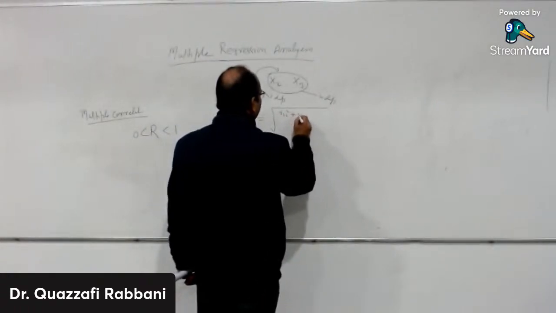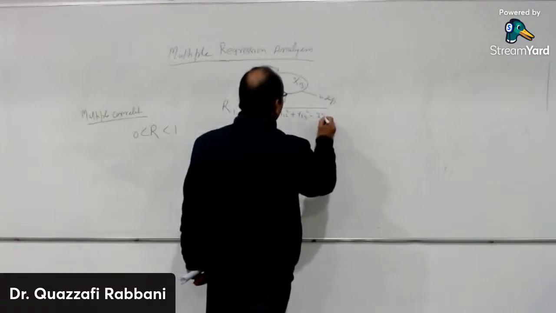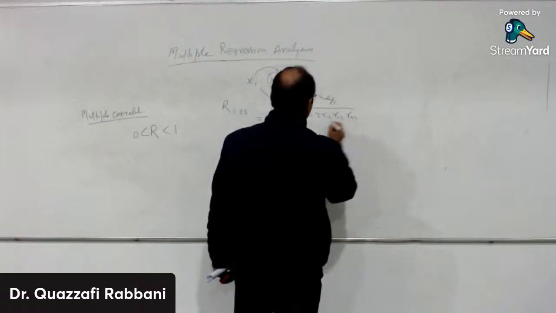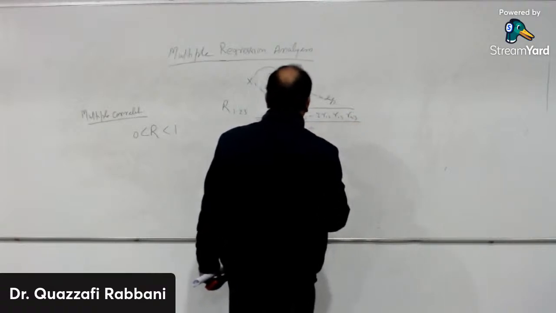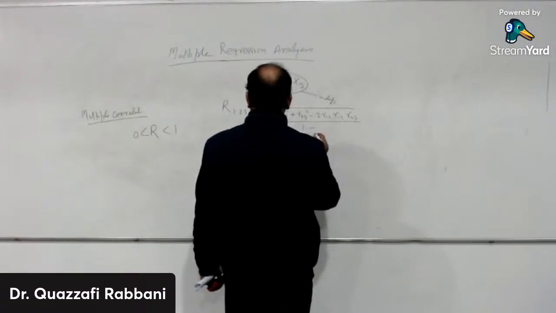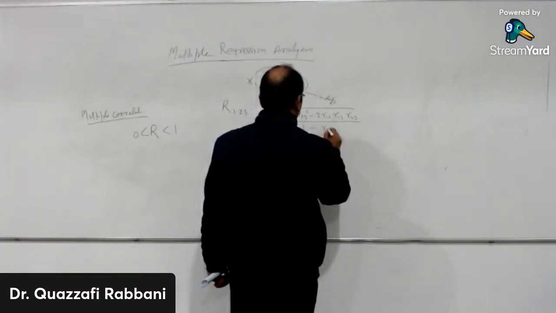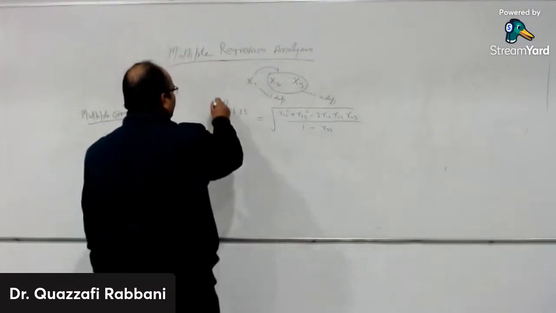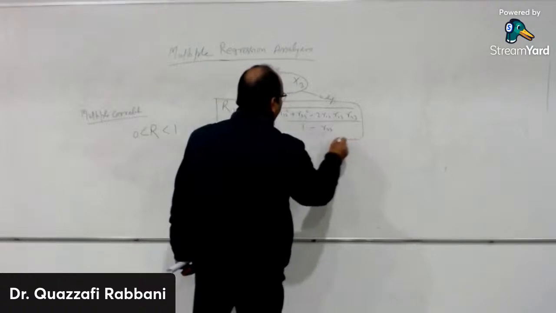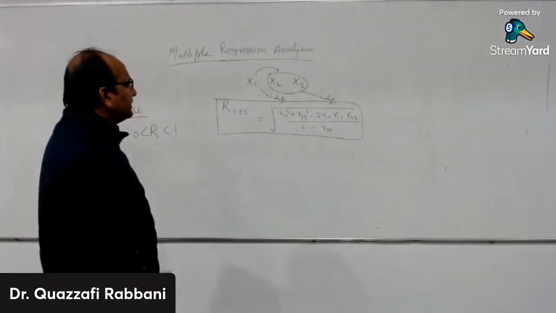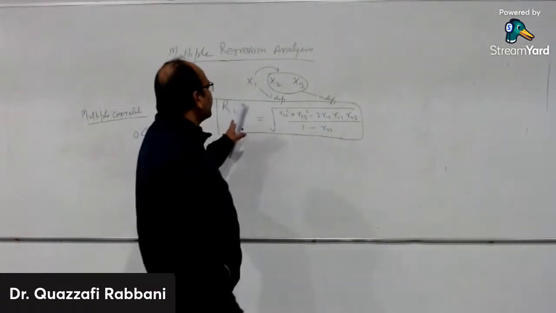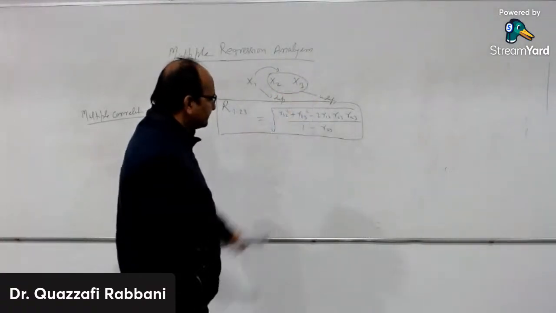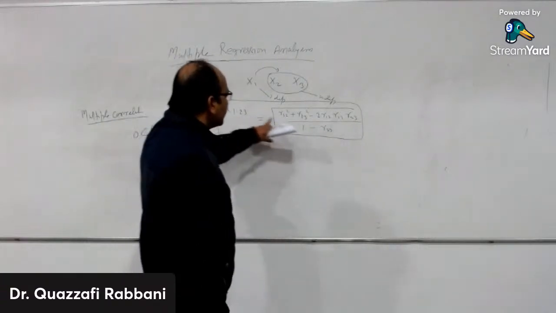of R12 square plus R13 square minus 2 R12 R13 R23 divided by 1 minus R23 square. So this is the formula. If you are given x1, x2, x3, then you can find the multiple correlation between x1 depending on x2, x3, like this. If the variable is 2, then it will be changed accordingly.